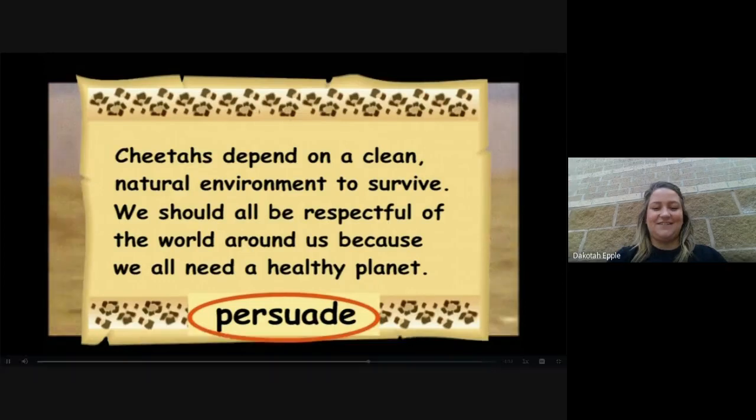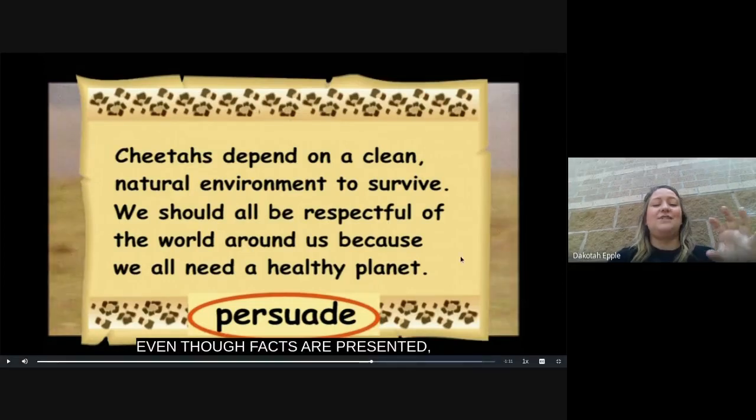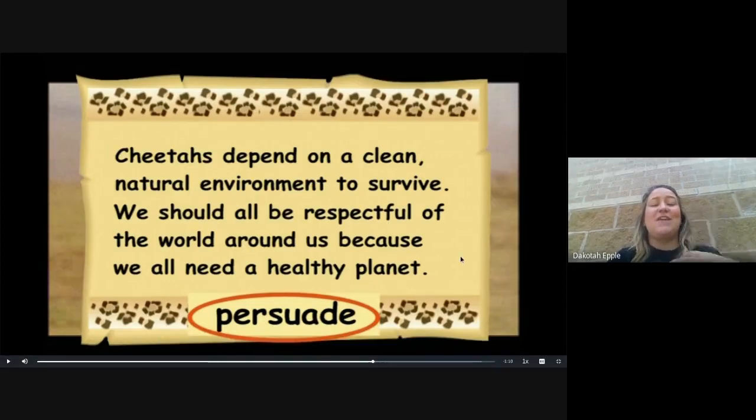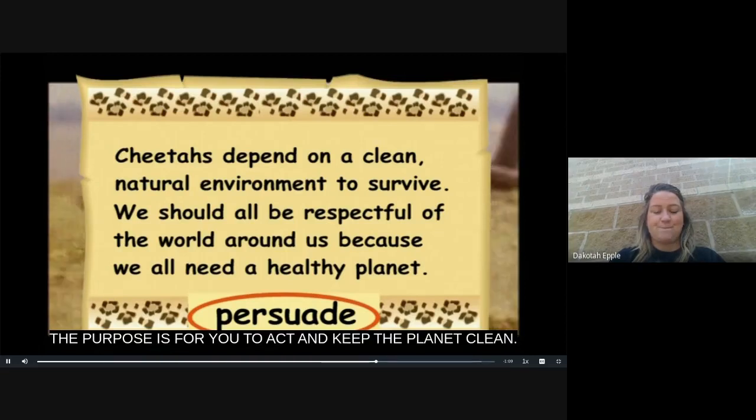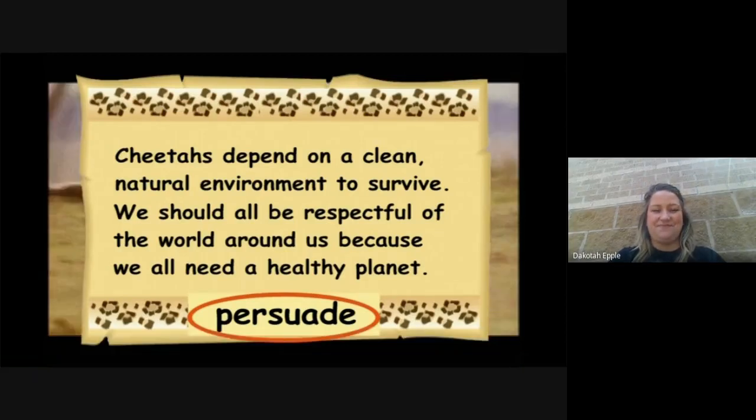The writer is writing to persuade. The author wants us to keep our planet clean because that's what cheetahs need. Facts are presented, but the purpose is for you to act and keep the planet clean.